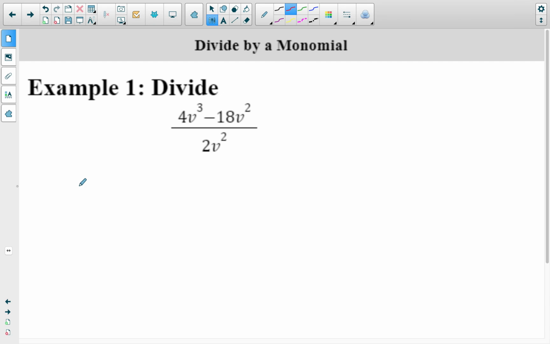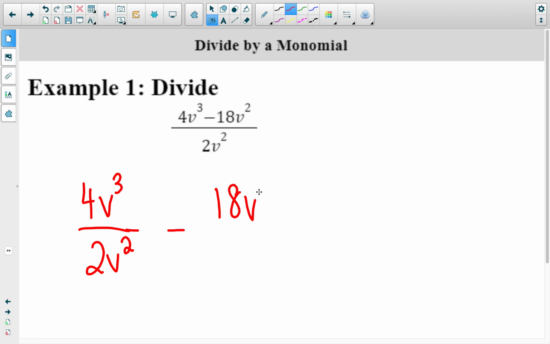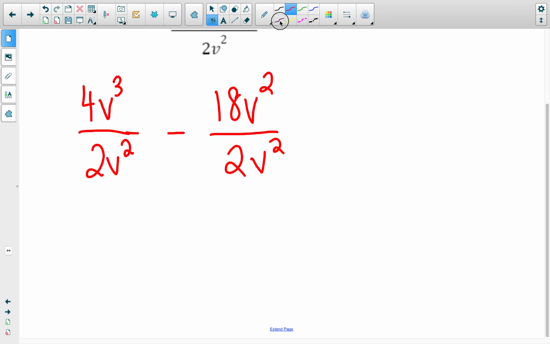So we could look at this as if we took 4v cubed and we wrote it over its own denominator, and then minus 18v squared as if we were writing that over its own denominator. And then now we can just simplify each of these as we were doing in the last section, right? 4 divided by 2 would give me 2. V cubed divided by v squared, thinking about your exponent rules, subtract them. 3 minus 2 is 1. So it's going to be v to the first power, and it's going to stay in the numerator because that's where the bigger exponent was.